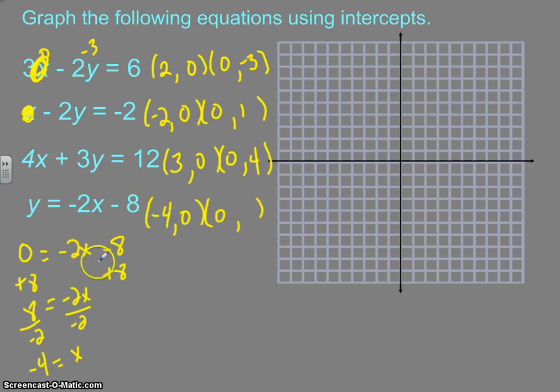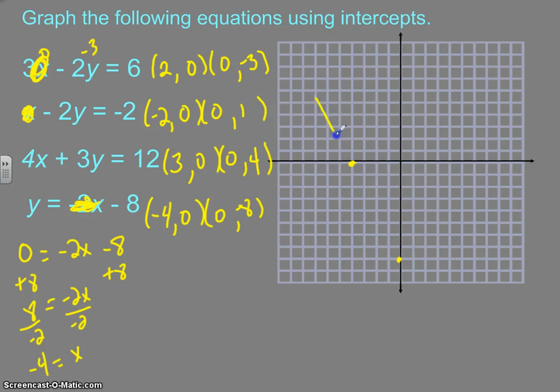Now, most people can look at that and tell, but if you can't, just solve the equation and work it out and find out what x equals. Next, we're going to put 0 in for x. Well, this is a little easier. If I put 0 in for x, this whole thing equals 0, so y has to be negative 8. So I've got negative 4, 0, 1, 2, 3, 4. Then I've got 0, negative 8.